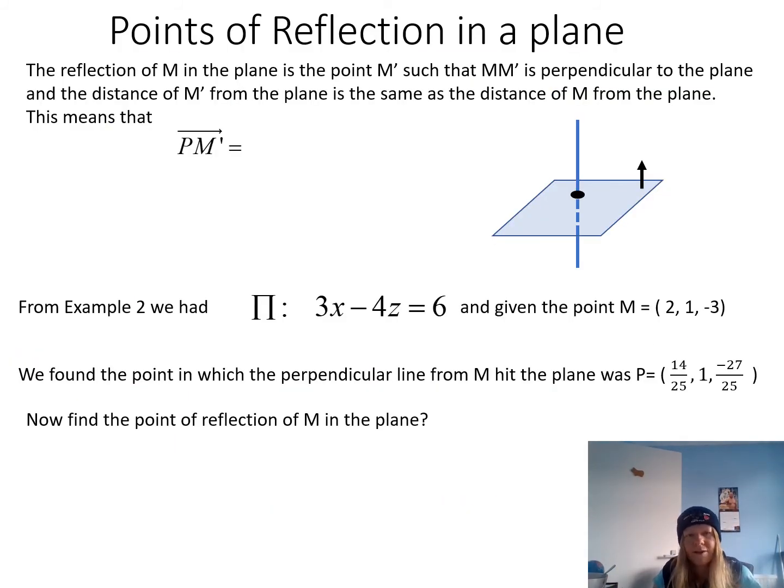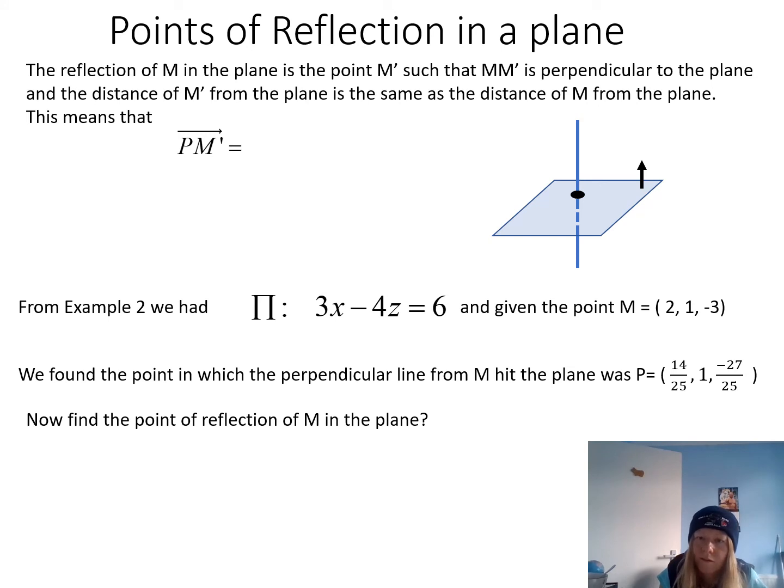Okay, last bit of this lesson. Well, not last bit, is it? The second point in this lesson is actually finding points of reflection in a plane. So the reflection of M in the plane is M dash.